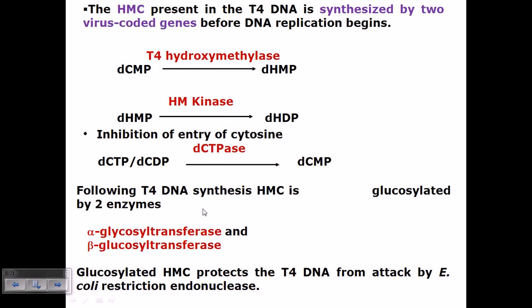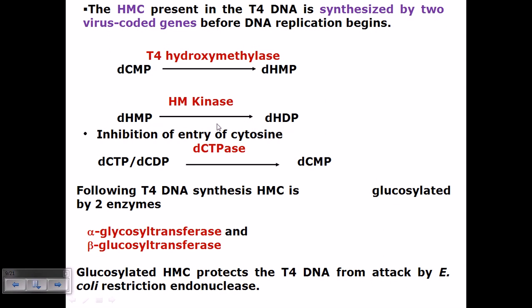Okay, so let's talk about them. Now, the HMC present in the T4 DNA is synthesized by two virus-coded genes. Those genes are really important: one is T4 hydroxymethylase and the other is HM kinase. T4 hydroxymethylase converts the monophosphate of DCMP into DHMP, and then HM kinase acts on DHMP to convert it into DHDP, because one phosphate is added by this HM kinase, and it is converted from hydroxymethyl monophosphate to diphosphate.